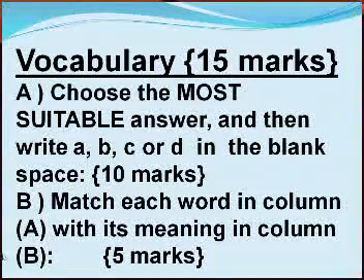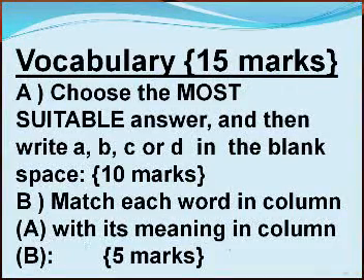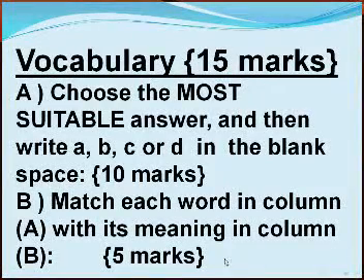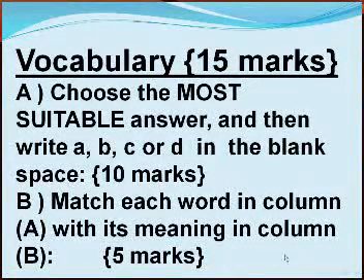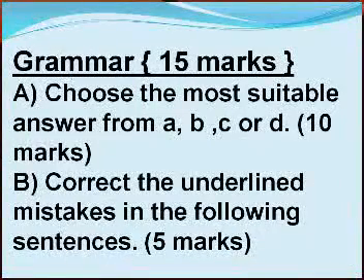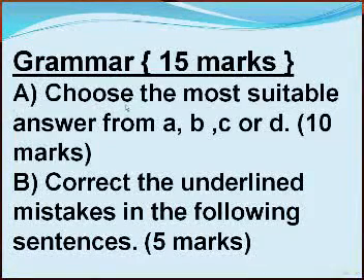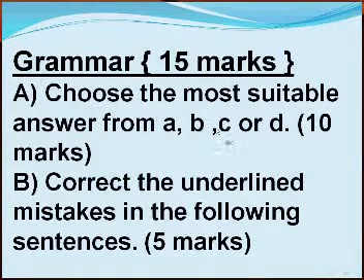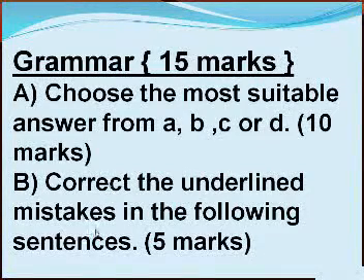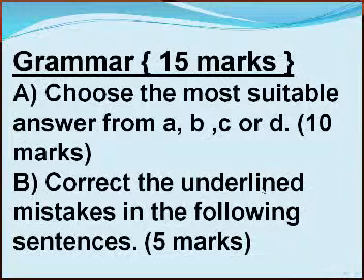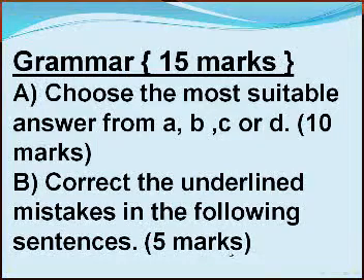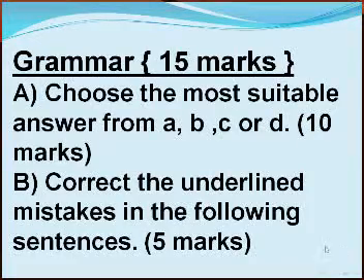Then you'll have another type of question, which is match each word in column A with its meaning in column B. You'll have 5 marks for 5 items, meaning 1 mark for each one. Next you'll have grammar, 15 marks, the total. You have 2 types of questions, A and B. The first one is choose the most suitable answer from A, B, C or D. You'll have 10 marks. Again, 1 mark for each question. Then another type of question is correct the underlined mistakes in the following sentences, and you'll have 5 marks for 5 sentences. Okay, here you have to correct some mistakes in the sentences given to you.